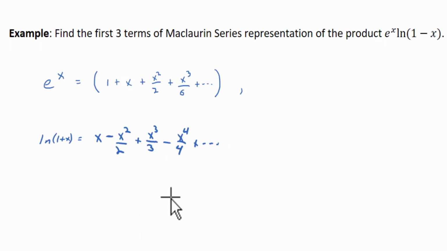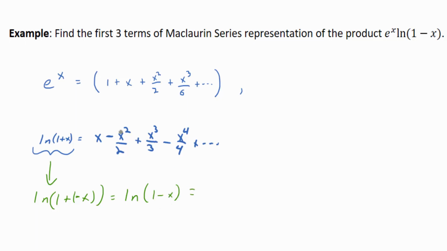Okay, how do we make it natural log of 1 minus x? It's natural log of 1 plus x. How do we make it natural log of 1 minus x? You could substitute negative x for x, right? So from this guy, let's just substitute in negative x. I mean, we're not going to write it that way. 1 plus negative x is 1 minus x. So natural log of 1 minus x.